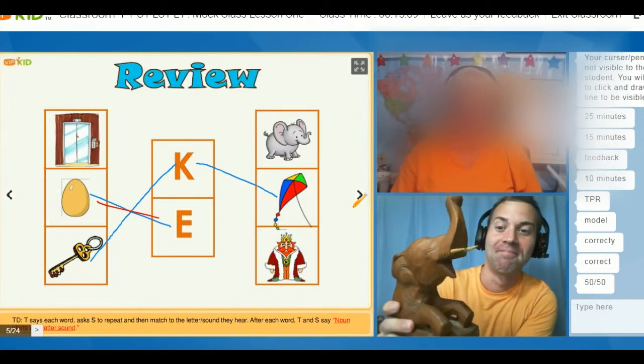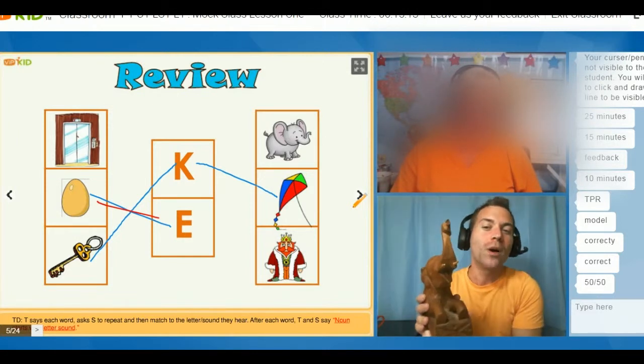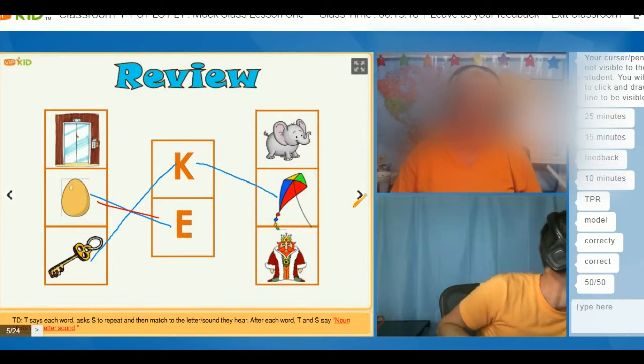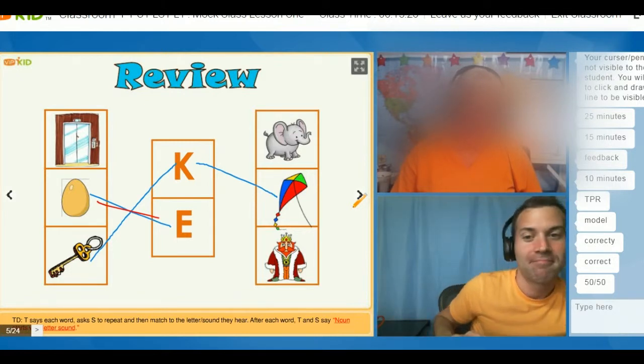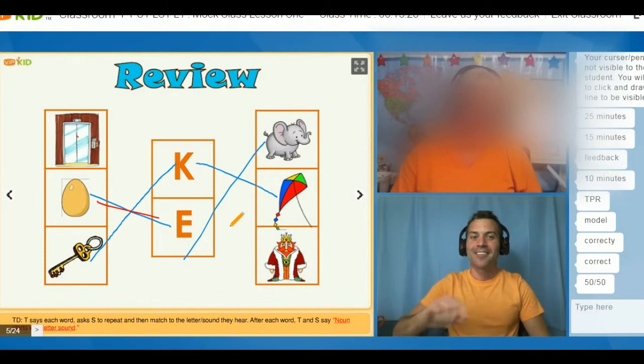Elephant. Elephant. What sound does elephant start with? Elephant starts with E. Good. Good job.